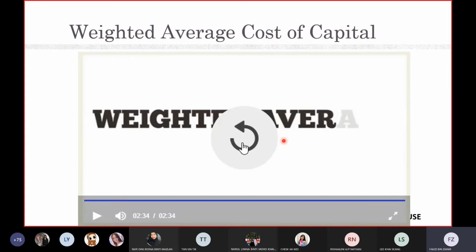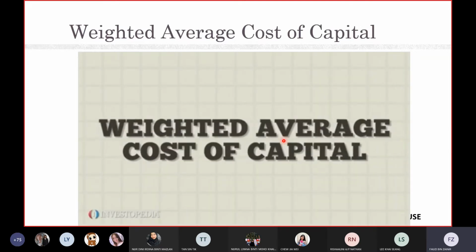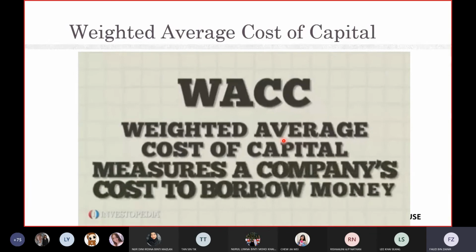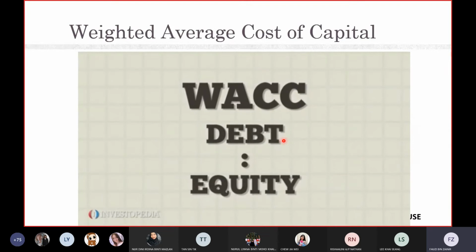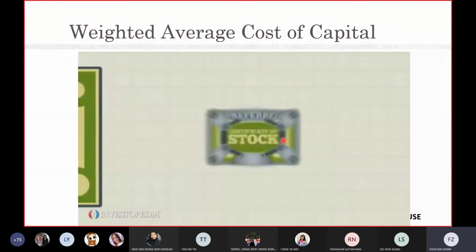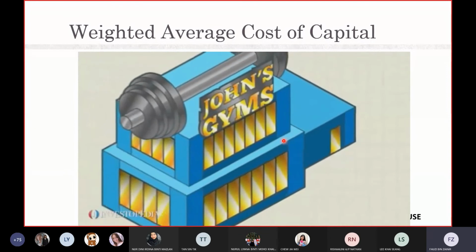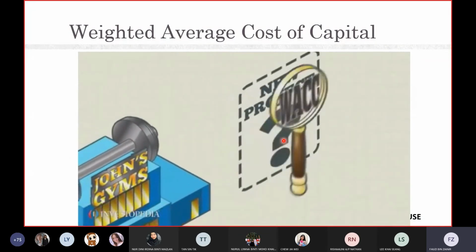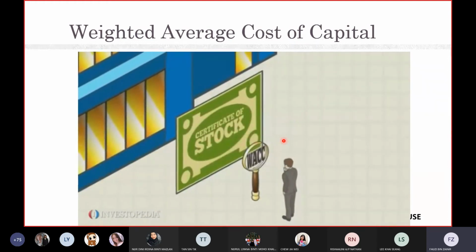Okay, let's look at the slide here to wrap up what we have learned today. Weighted average cost of capital, WACC, measures a company's cost to borrow money given the proportional amounts of each type of debt and equity the company has taken on. A company's debt and equity, or its capital structure, might include common stock, preferred stock, and bonds. WACC is used internally by a company's management as part of determining whether it would be profitable for the company to finance a new project. It is also used by investors as one way to value the company's shares and decide whether to invest.